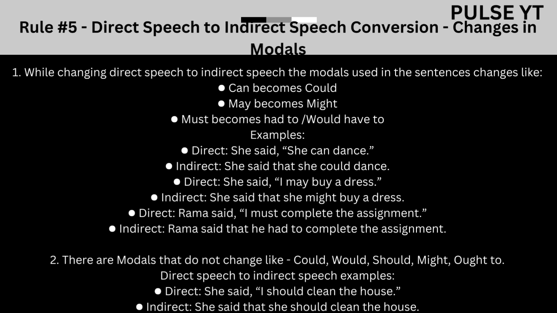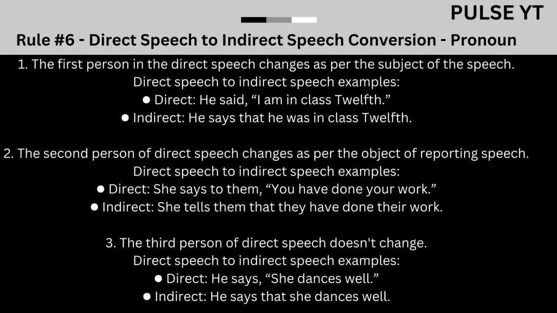Rule number 6. Direct speech to indirect speech conversion. Pronoun. 1. The first person in the direct speech changes as per the subject of the speech. Direct speech to indirect speech examples. Direct: He said, I am in class 12th. Indirect: He says that he was in class 12th.